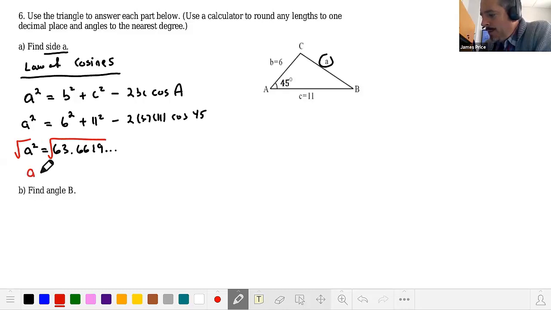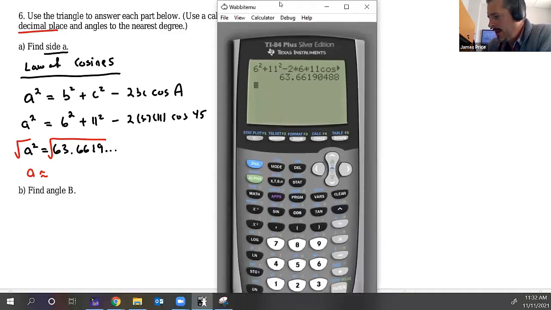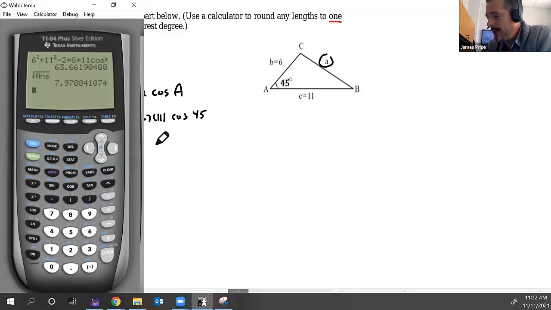And so A will be approximately, to the nearest 1 decimal place, so on my calculator, I just hit second square root of that answer. This calculator got stuck. There it is. And I hit enter. And so it's about 7.97, or to 1 decimal place, you round that 9 up to a 0 and you get 8. So 8.0.